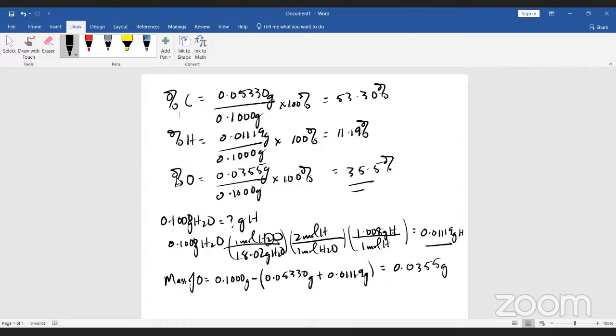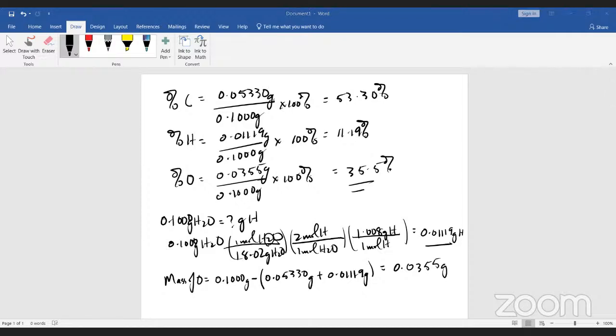And you can check to see that they add up to 100%. Let me do that now. So 53.30 plus 11.19 plus 35.5 gives 99.99. So close enough, all right? So that's basically how the A part is done, all right? Any questions about this? All right, so that was the A part.